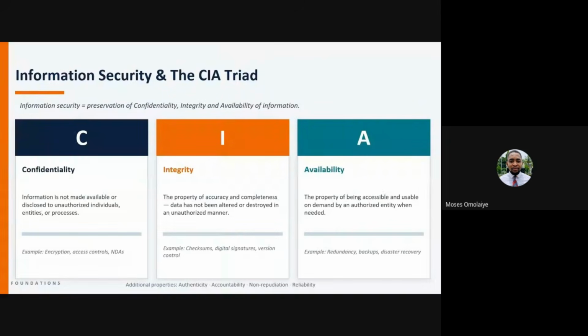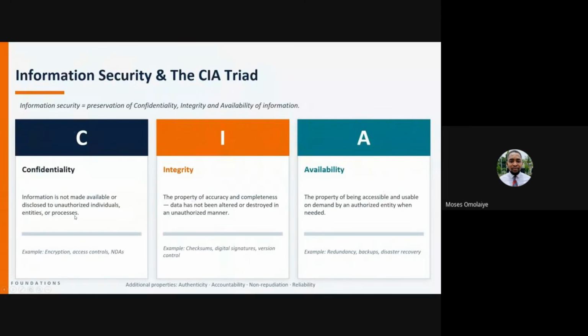Now, what is availability? It means that data or information has to be accessible, one, and also usable when authorized entities need the information. So we have things like backup, so that where there's an eventuality, backups can be activated, and we have redundancies, secondary and primary systems to kick in when the primary system is down. It fails over to the secondary. And then we have disaster recovery too, recovering from a disaster.